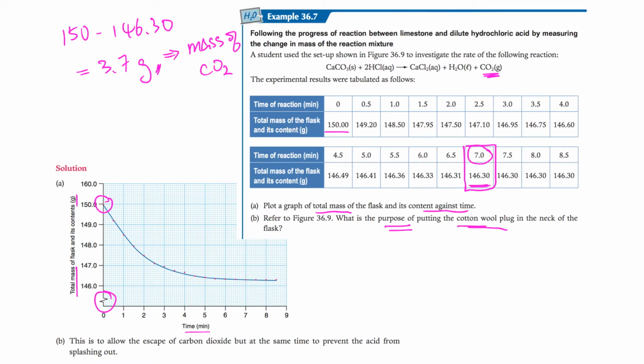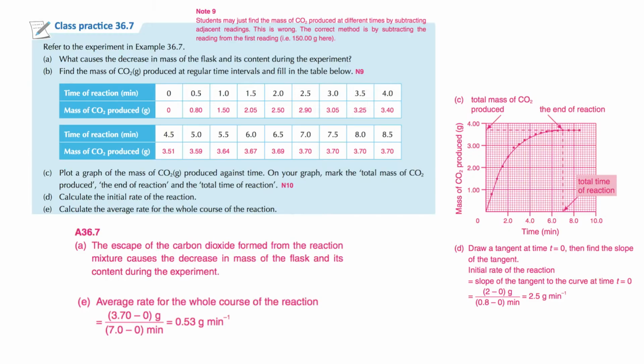So basically for this one, what is the purpose of putting the cotton wool plug? As I mentioned, it allows the escape of carbon dioxide, at the same time prevents acid from splashing out. So that will be set up like this. So if you want to look for an average rate, then you may need to have this point and this point to find out the rate.